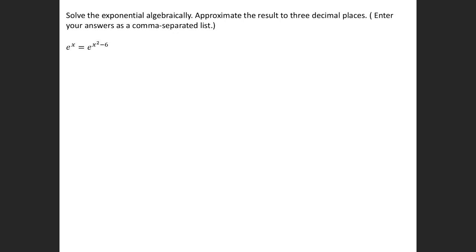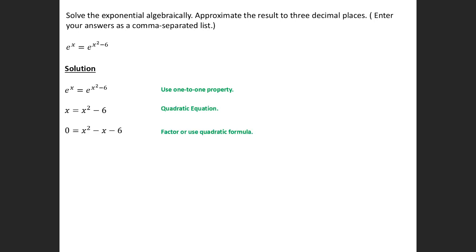We have e to the x is equal to e to the x squared minus 6. Notice that they both have the same base e, so we can apply the one-to-one property. So we're going to get x equals x squared minus 6. This is a quadratic equation.